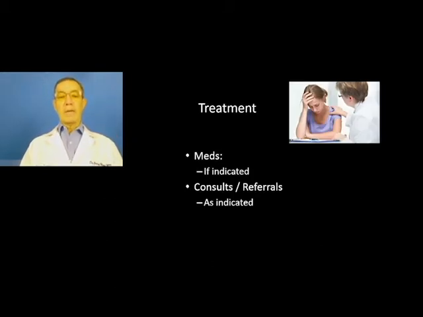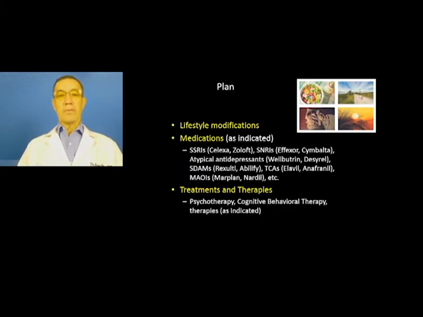Treatments can involve medications. It can be involving consultations and referrals. Typically, there's lifestyle modifications. There may be various medications we use for depression. SSRIs stands for selective serotonin reuptake inhibitors, and these are some of the ones you might see, Celexa or Zoloft. There's non-selective ones. There's atypical antidepressants like Wellbutrin. And then there's just a bunch of other different kinds of medications that could be used.